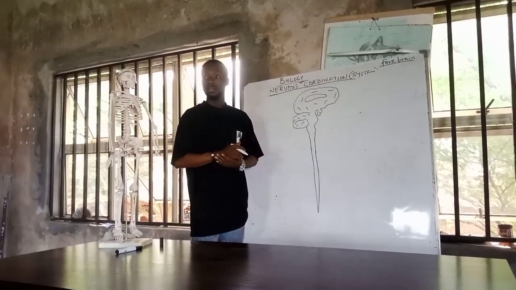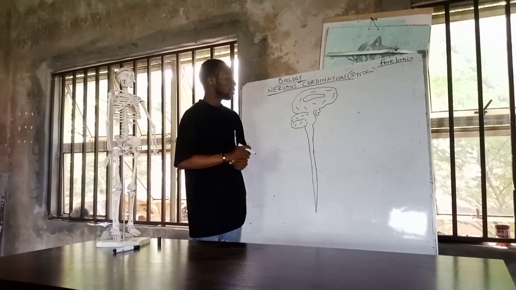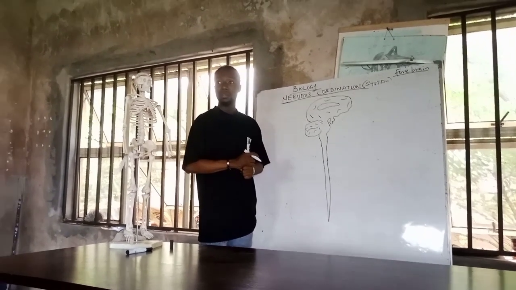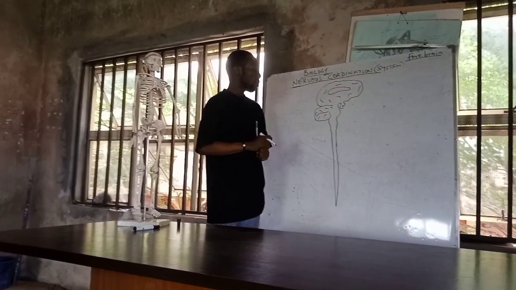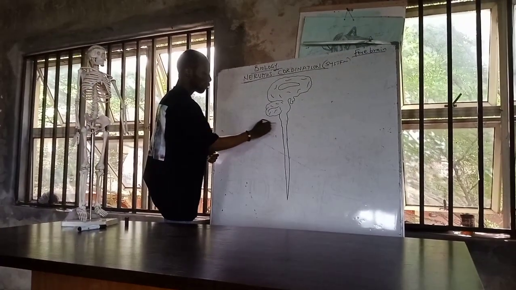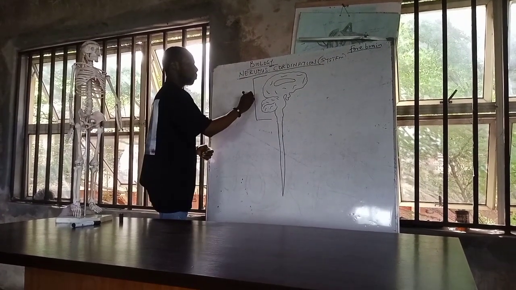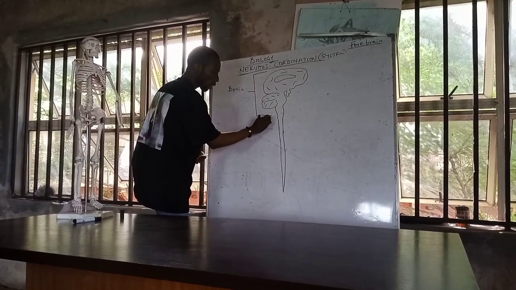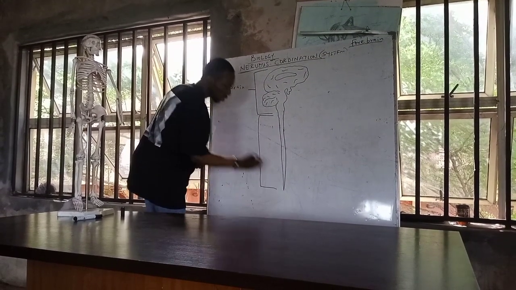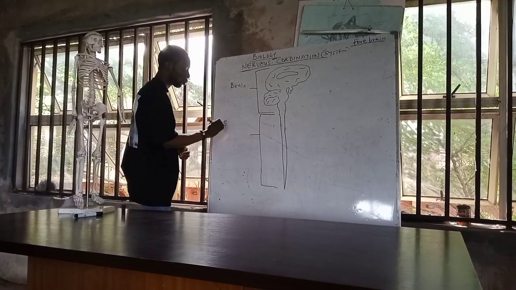Hello class. Let's look at the nervous system, the central nervous system. First, I'm going to look at the brain. This is the brain. Then this is the spinal cord.